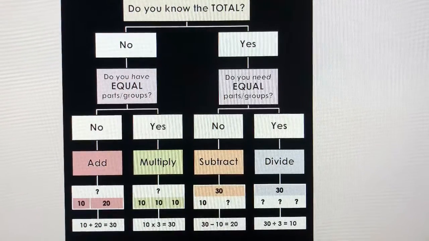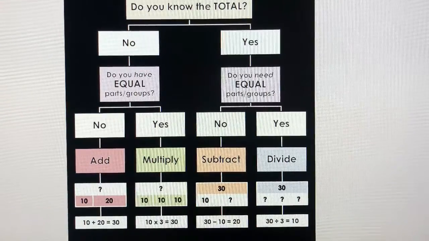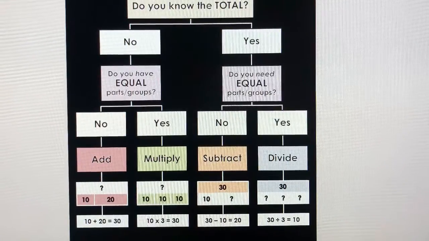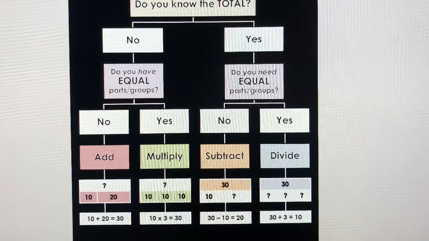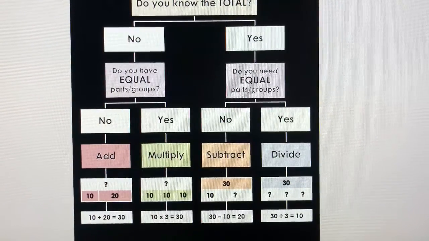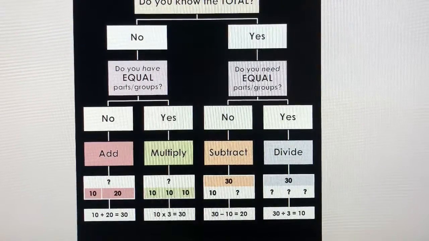If we look at the top, the very first question we ask is, do you know the total? If you do not know the total, then you go to the left and follow the no, and then you ask yourself the next question. Do you have equal parts or groups? If you do not, then it's an addition problem. If you do, then it's a multiplication problem.